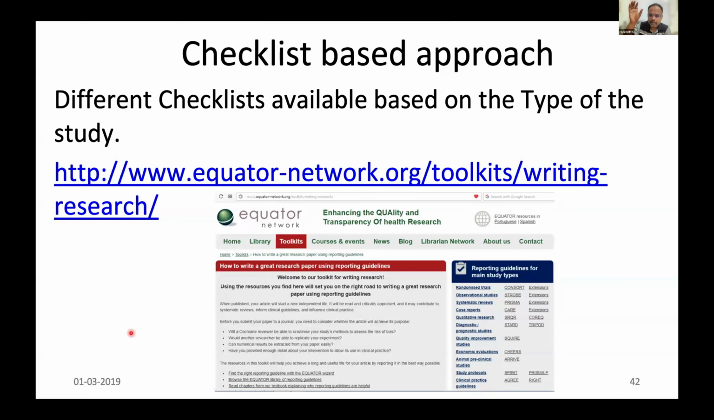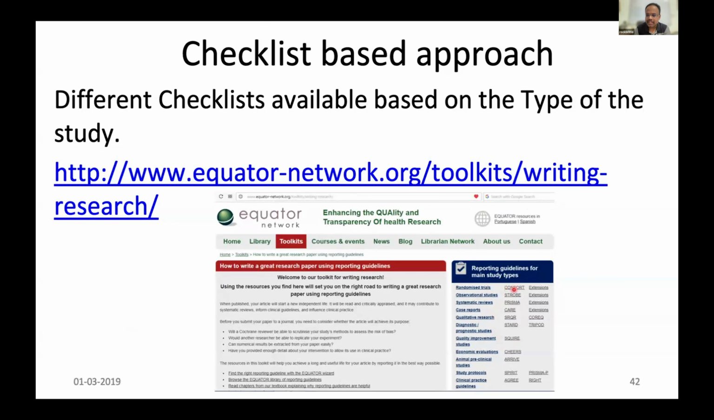There is a certain set of parameters. If those parameters are fulfilled in the study, then that study is of good quality. This is a checklist based approach. And equator-network.org is a site where you can access all these guidelines, freely downloadable. You can see this site.